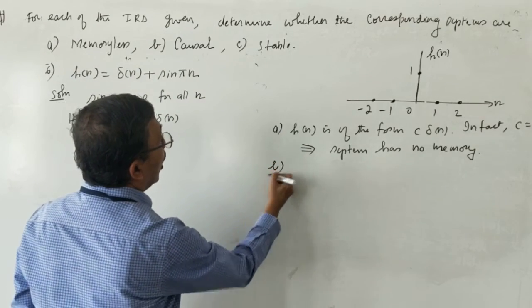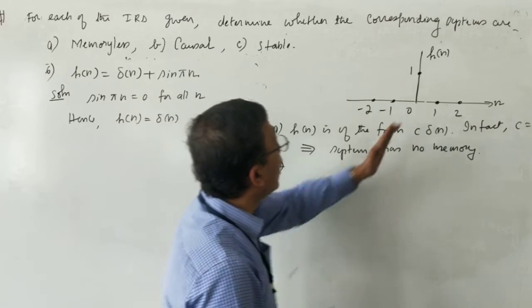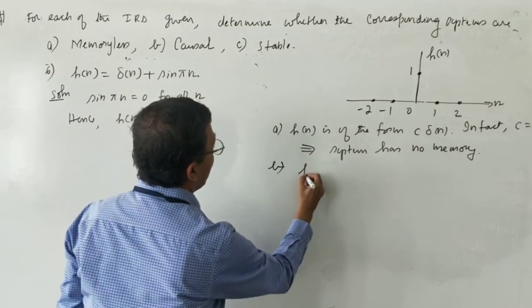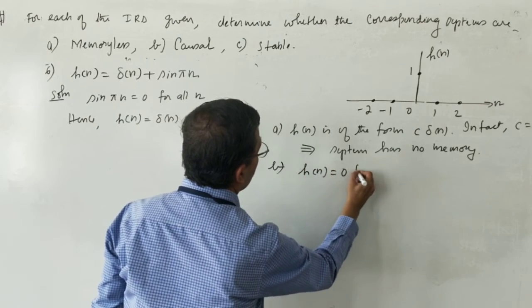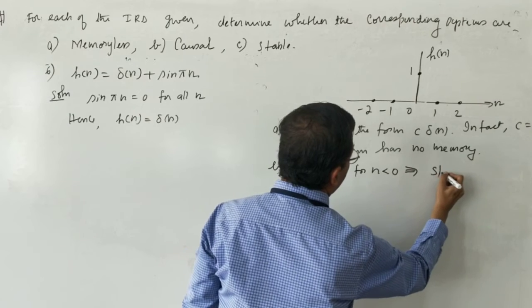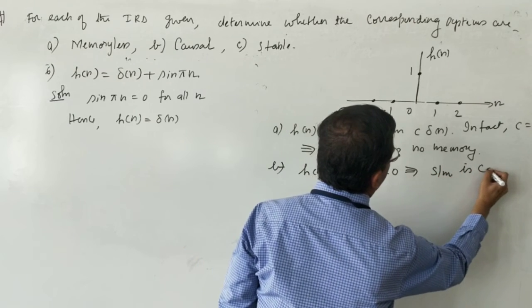Third one, all the samples of h of n are 0 for negative values of n. Therefore, the system is causal. H of n equals 0 for n less than 0. This implies the system is causal.